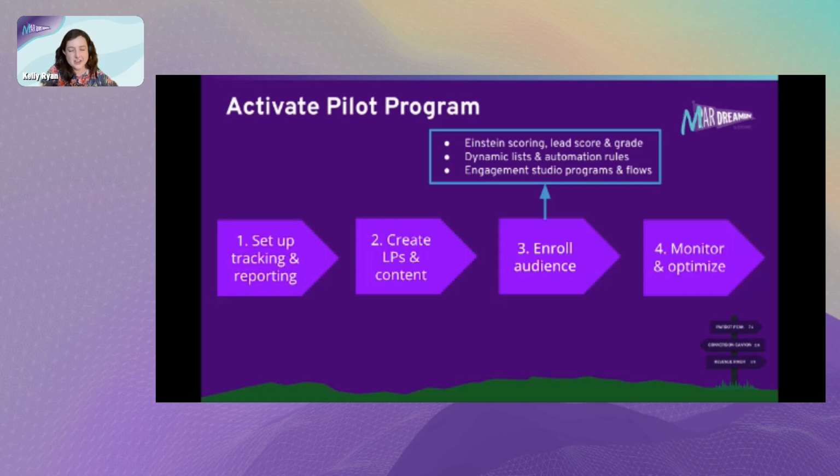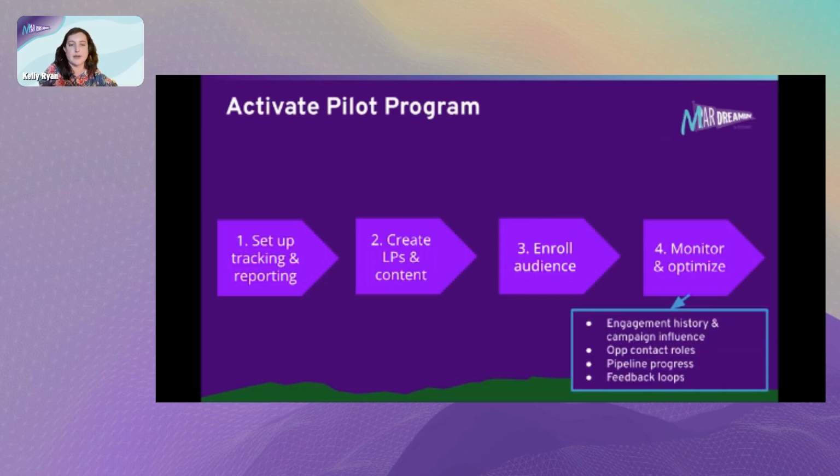We don't have to automate everything, but we should as we can. So using these automation rules or engagement studio programs is going to make it much easier and scalable later on. But remember, phased approach. So maybe we do manual in the first phase, and then we move into the automations for the second phase.